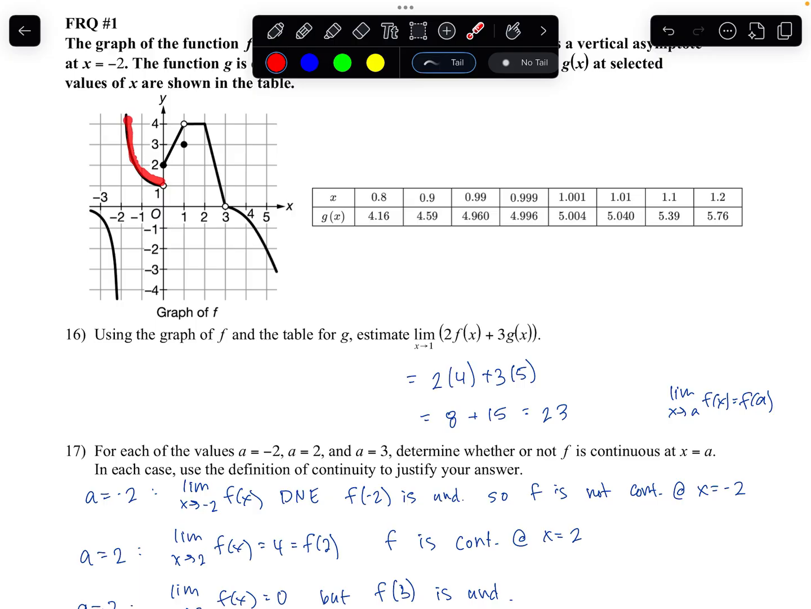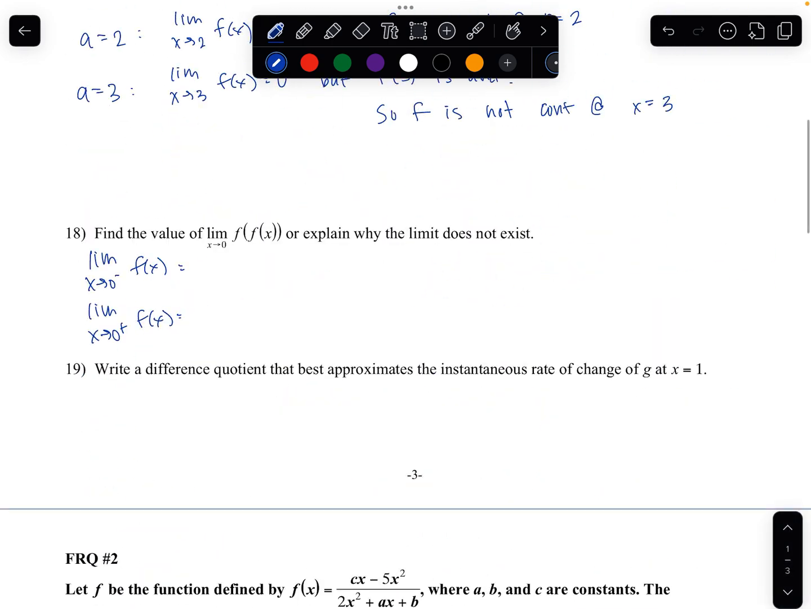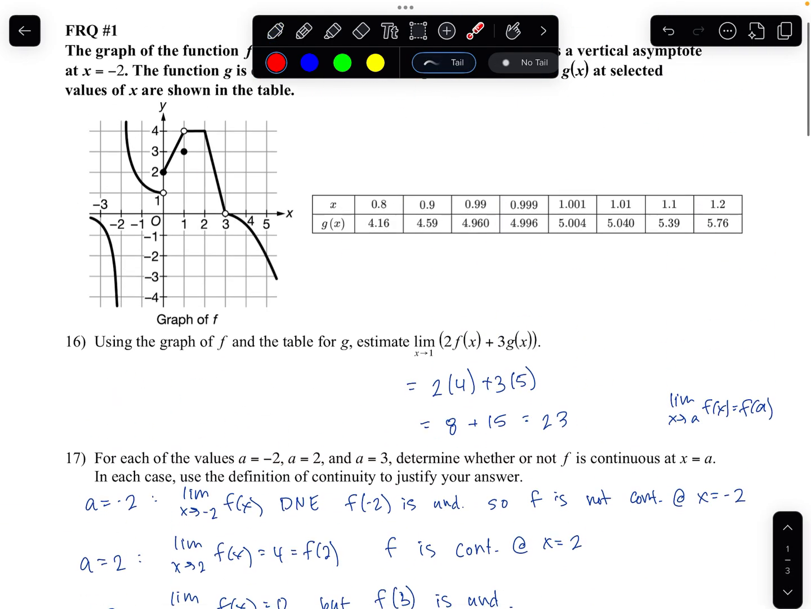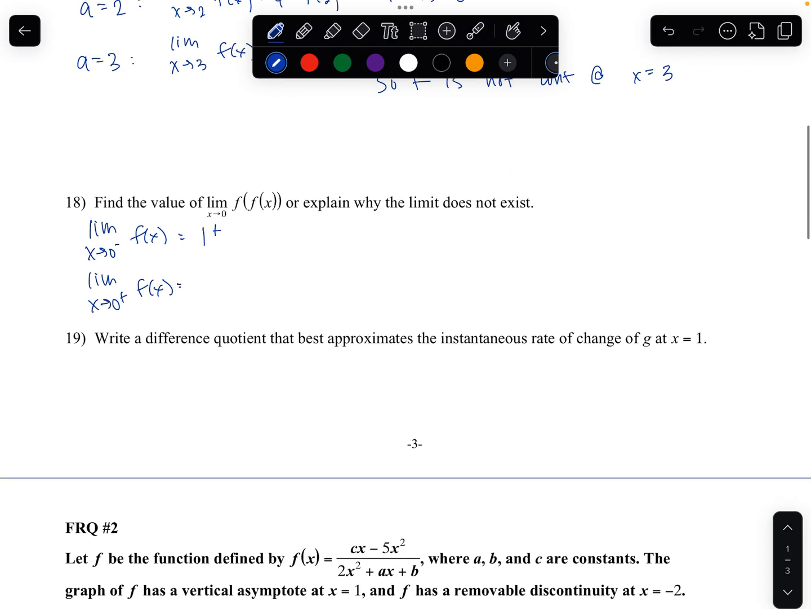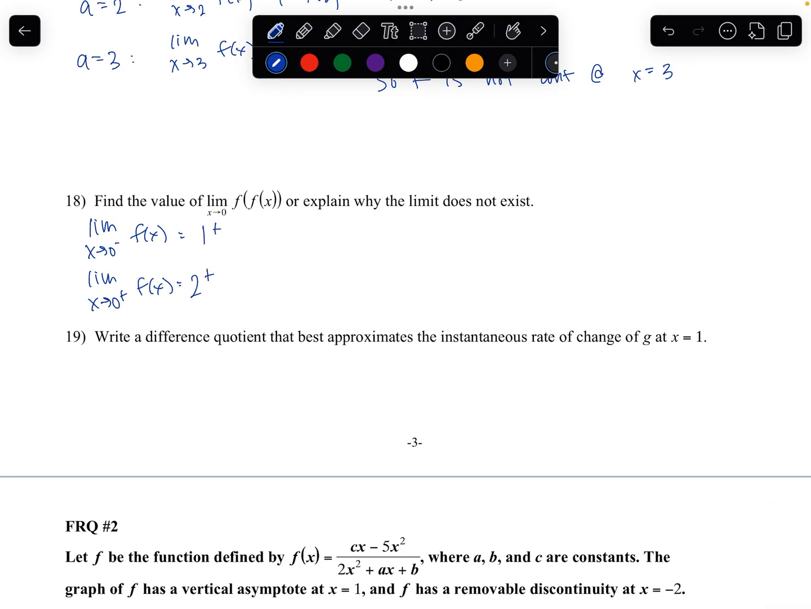And we also need to state that it's coming from above, not from below. So it's going to be equal to 1, but from above. Now, as we evaluate 0 from the right, it's equal to 2 coming from above. So I'm going to say 2 from above. Now, we're going to evaluate the limit as x approaches these values right here.